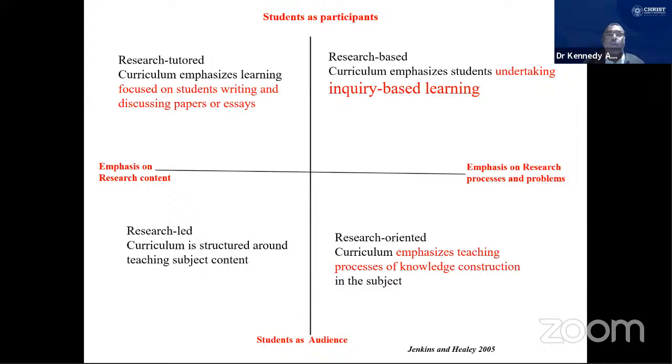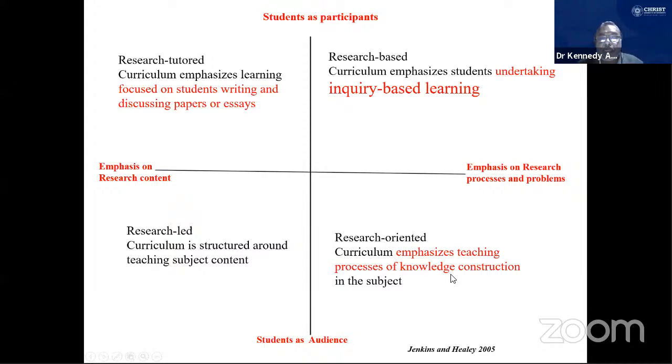Here, there are 4 quadrants. When you're integrating research into teaching, when we talk about research-based curriculum, it emphasizes students undertaking inquiry-based learning, where students learn as researchers. Okay, so at the ends of the axis, you will find, on the vertical axis, students as participants and students as audience. On the x-axis, the horizontal axis, you find emphasis on research content and emphasis on research processes and problems. All right. So what happens when the curriculum is designed?